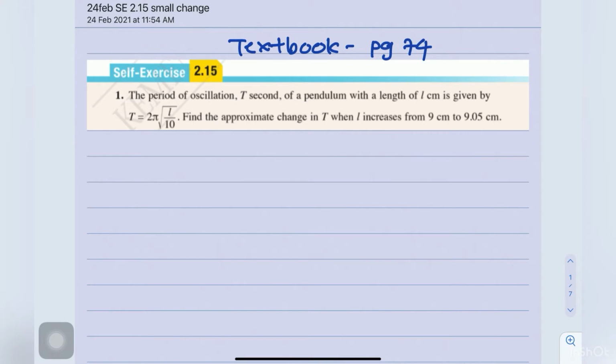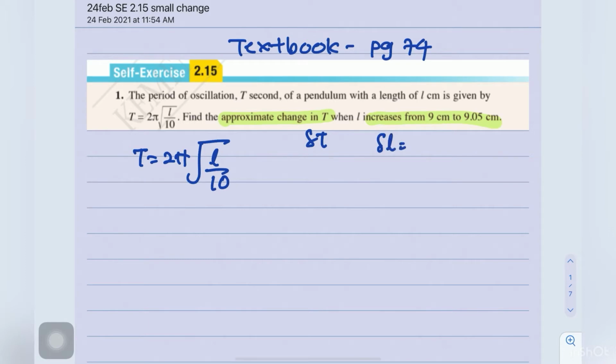Now question number 1. The period of oscillation T seconds of a pendulum with a length of L centimeters is given by T equals 2 pi square root of L over 10. Find the approximate change in T, meaning delta T, when L increases from 9 centimeters to 9.05. Here we have delta L, the final value 9.05 minus 9, which is 0.05.